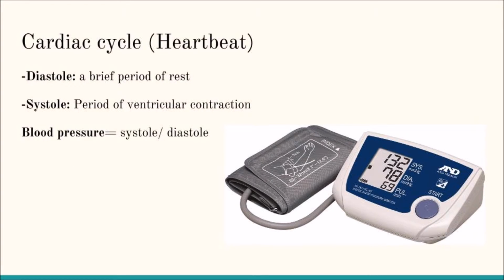Cardiac cycle, or heartbeat. Diastole is a brief period of rest. Systole is the period of ventricular contraction. Blood pressure is measured systole over diastole.